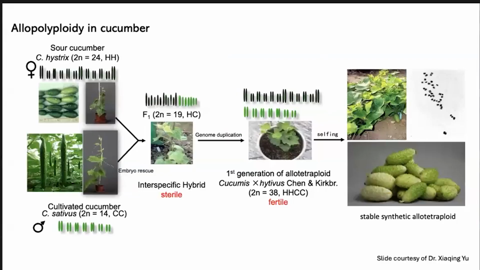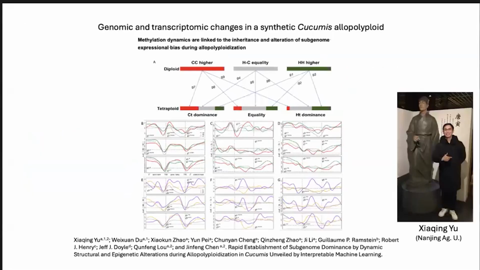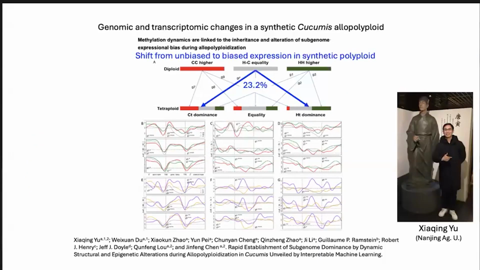Another synthetic polyploid. A colleague in Nanjing has produced these beautiful cucumber polyploids by synthetic hybridization and doubling of the chromosome sets. So what they're seeing here is that there are changes that happen in that synthetic polyploid right away. For example, there's a shift from unbiased to biased expression of genes in the polyploid immediately in this synthetic polyploid. So just caused by the merger and doubling of the genomes.